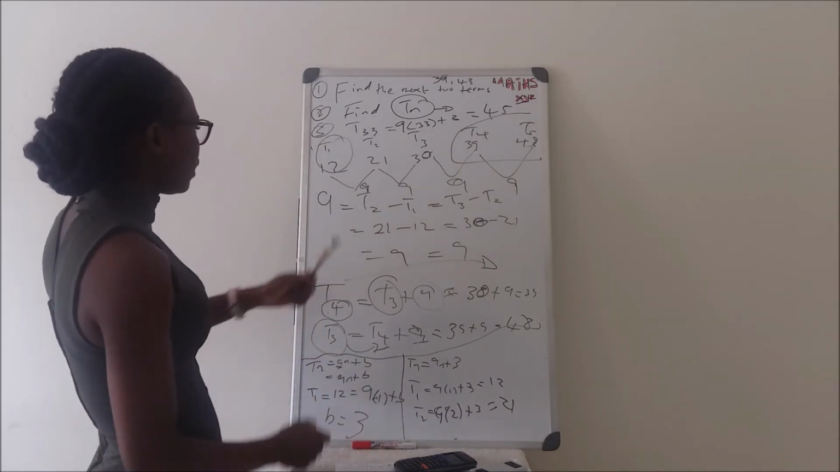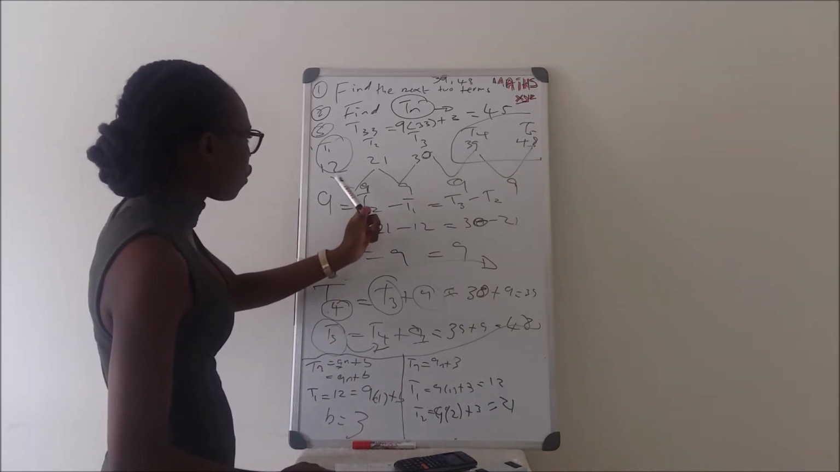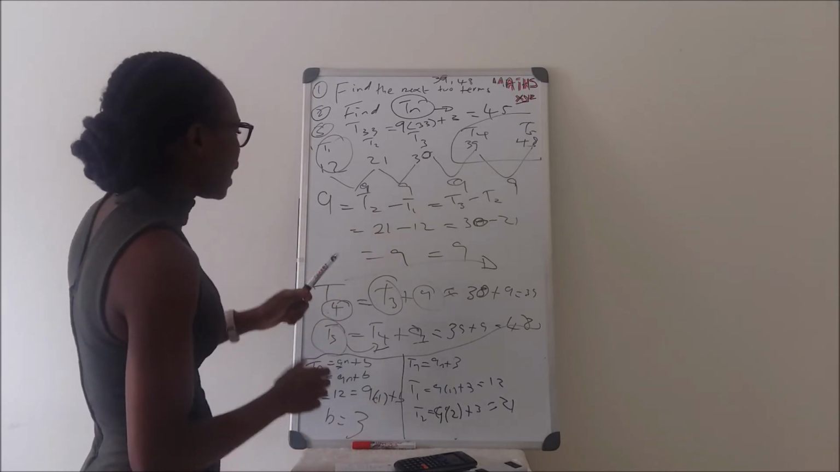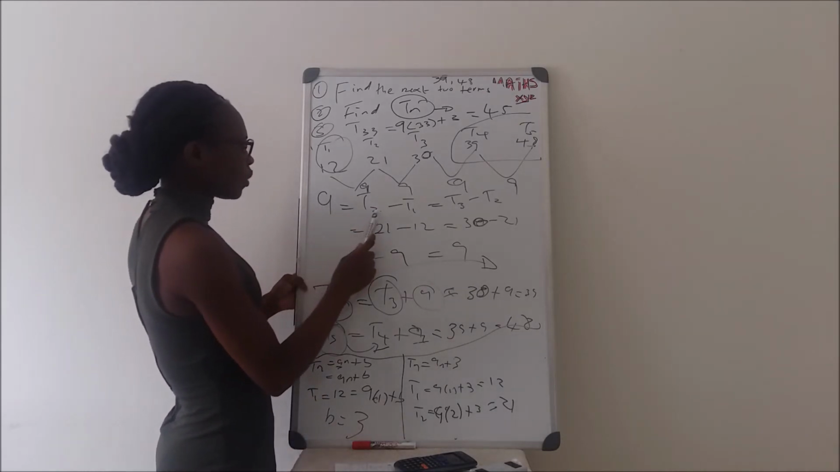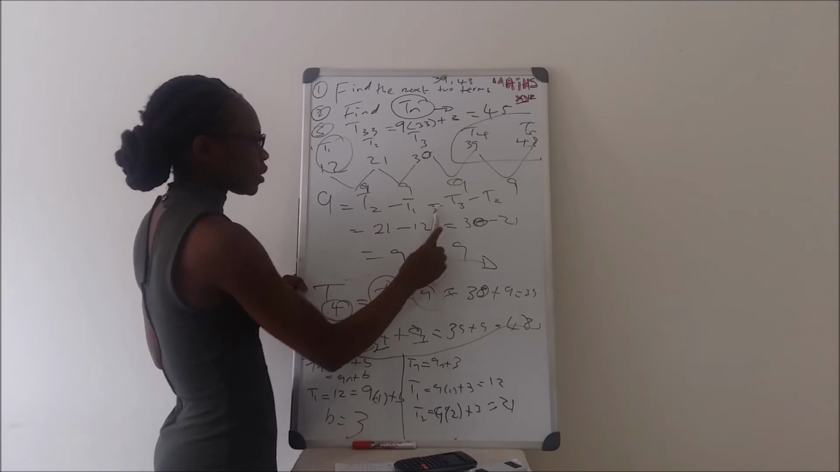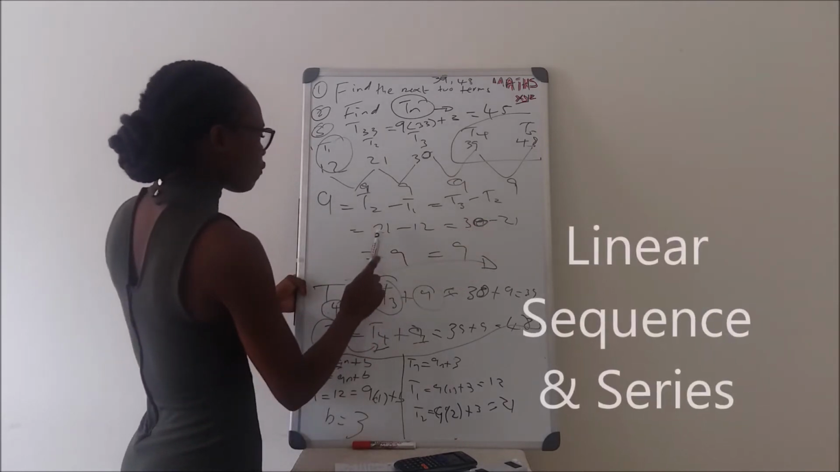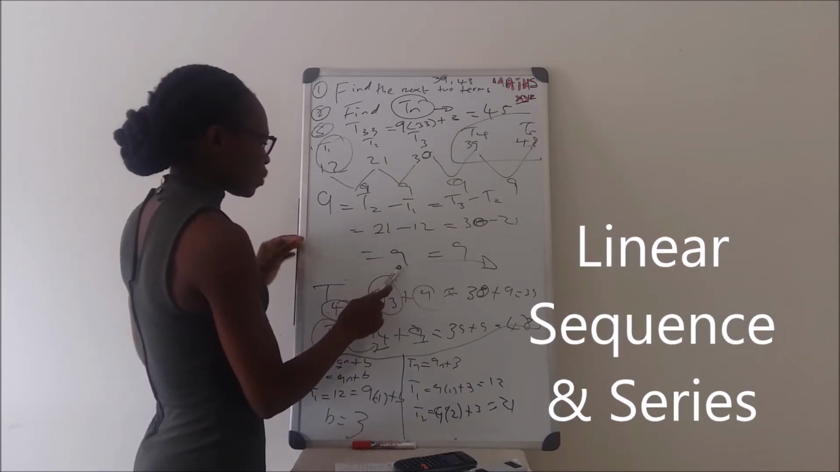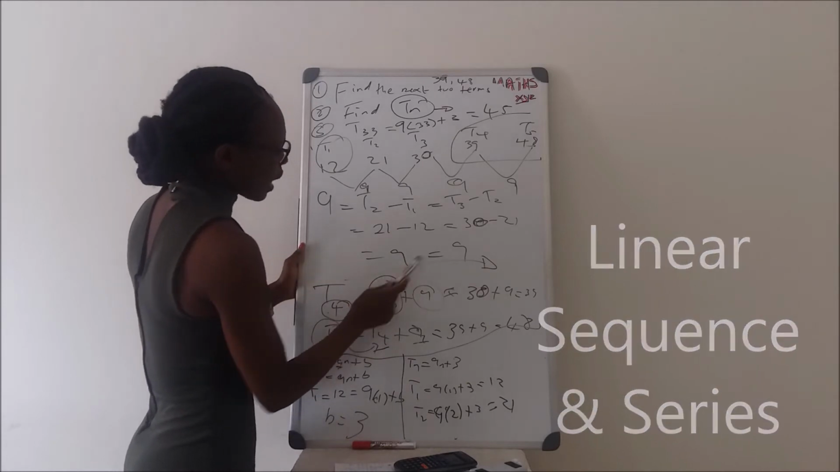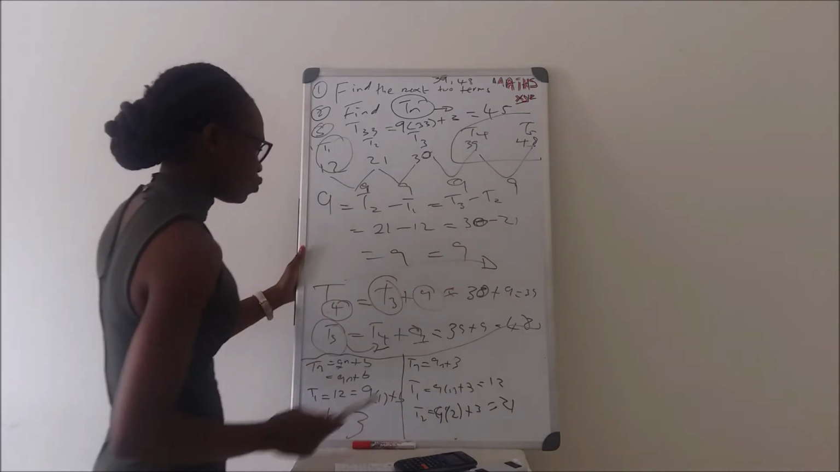From here, we found out that the difference between all the terms in the pattern is 9, by using A equals T2 minus T1 equals T3 minus T2, of which 21 minus 12 equals 9, and 30 minus 21 equals 9.